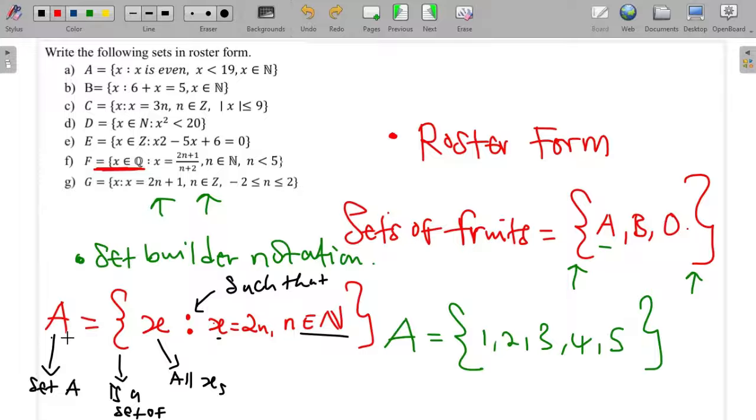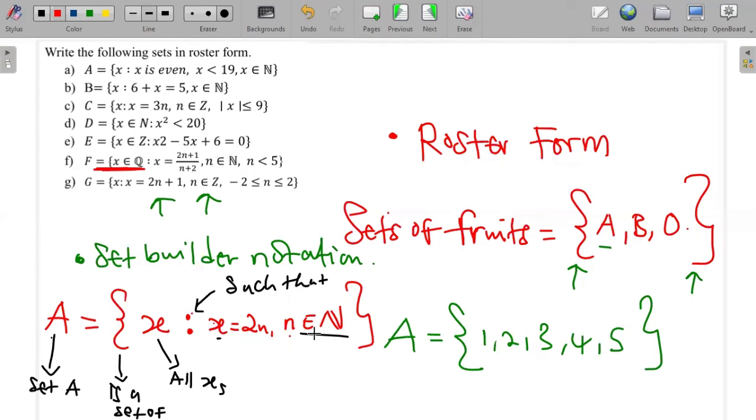So if there was B here, I would say set B is a set of all X's such that X is equal to 2n, where n is a member of the natural numbers. So that's how you read the set builder notation.